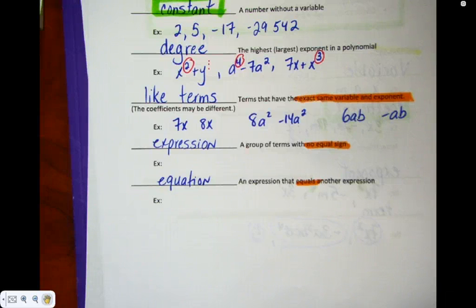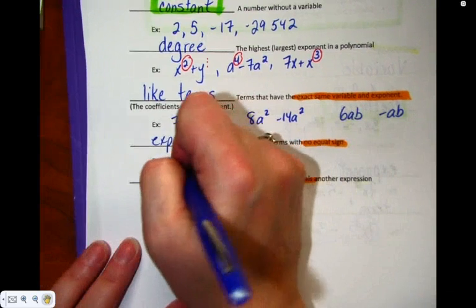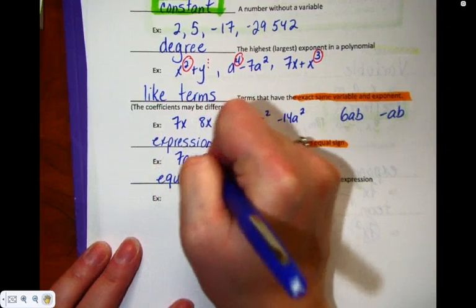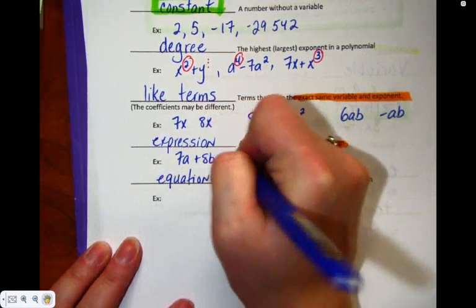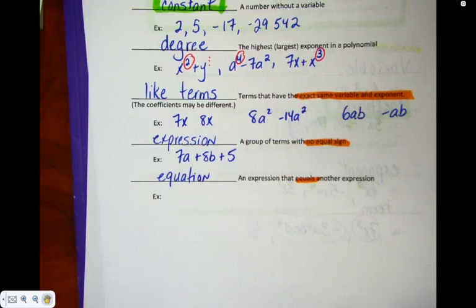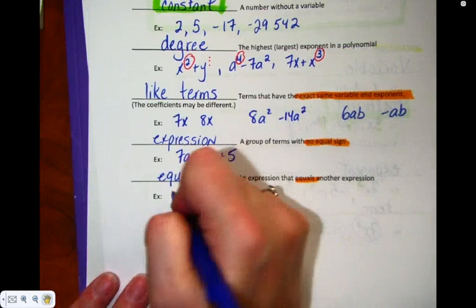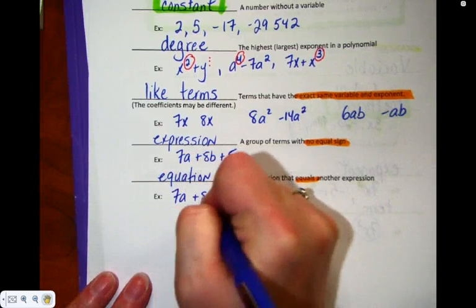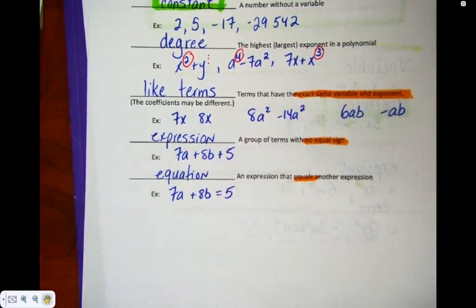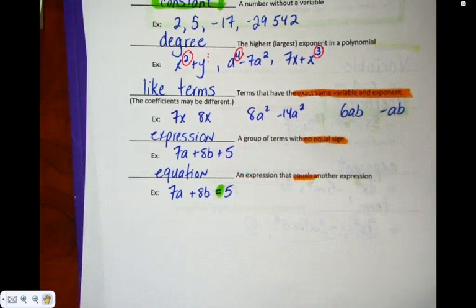So an expression is really just a polynomial. An example could be 7a plus 8b plus 5. That could be a trinomial. It could also be an expression. The difference is an equation, and an equation would be 7a plus 8b equals 5. What's the only difference between an expression and an equation? The equal sign. That's the only thing that's different.